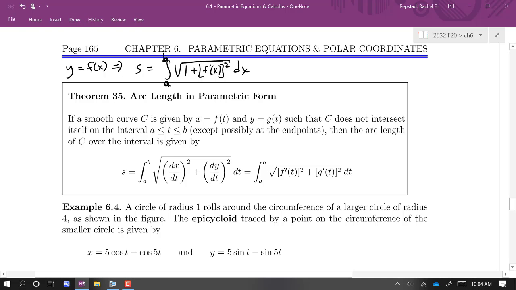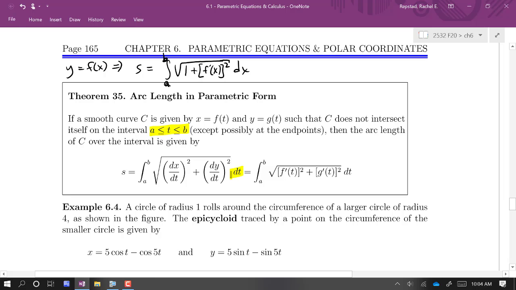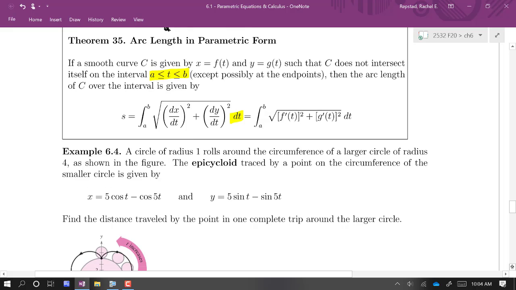Now, this interval from a to b, that's a t interval, because we're integrating with respect to t. I've written the formula twice just based on whether you like the dx/dt notation versus the prime notation. They mean the same thing. We're going to do an example.